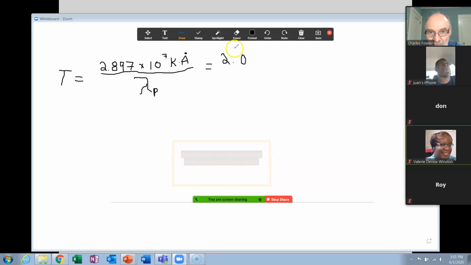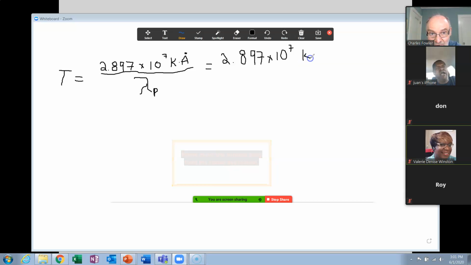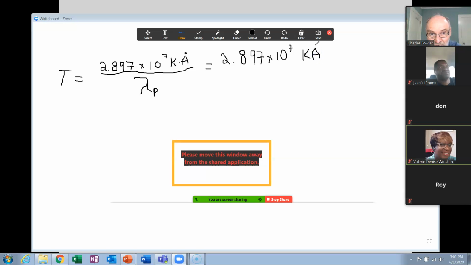Okay, that's supposed to be 2.897, so I'm going to try to put the top on the 8. 9, 7, times 10 to the 7th, and that's going to be Kelvin angstroms. Kelvin is a temperature measure. That's a capital K. It doesn't look like it, but it is. Angstroms, that's a length measurement. It's not used that much anymore, but this book is using it here. It has a little circle over it.